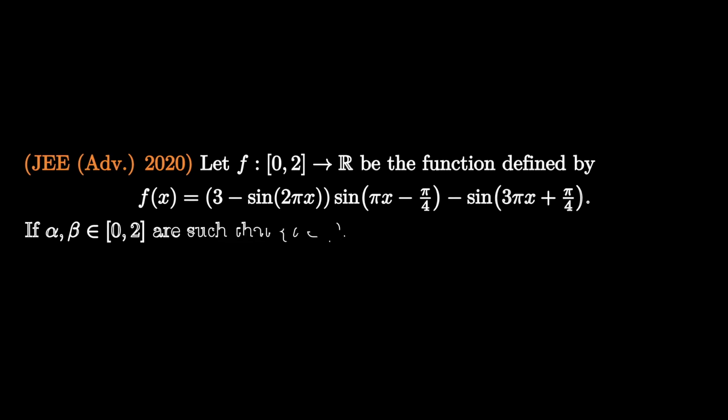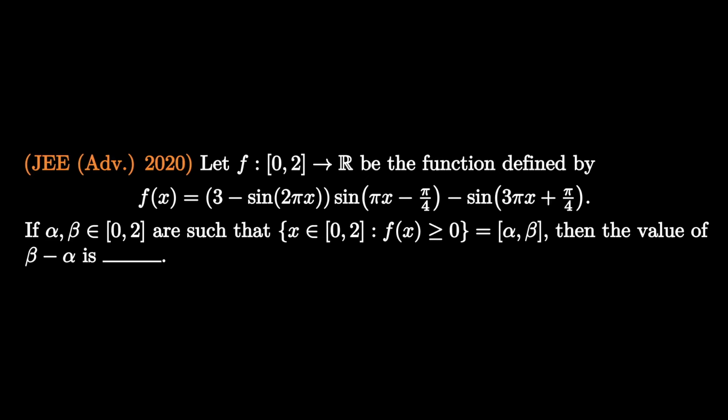Hello and welcome. Today we are going to solve 6 problems in a series of 8 problems of JEE Advanced 2020 Paper 1. At first sight, this problem looks intimidating. We are required to solve an inequality f(x) ≥ 0, where x belongs to the interval [0, 2]. But the function f(x) is not easy to deal with.